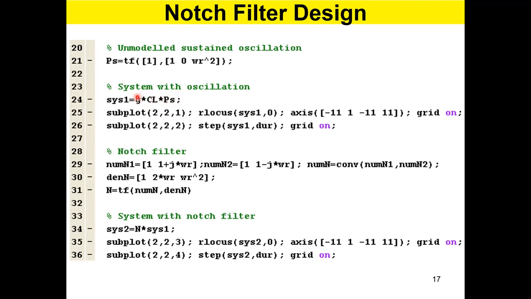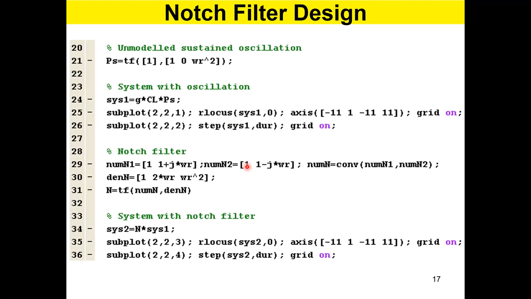So there you can see some sort of oscillation there, right? So this is a closed loop transfer function times the PS. PS is the unmodeled oscillation. After that comes setting the axis, right, and putting the grid on. And in the partition number 2, you have the step response for the plant.